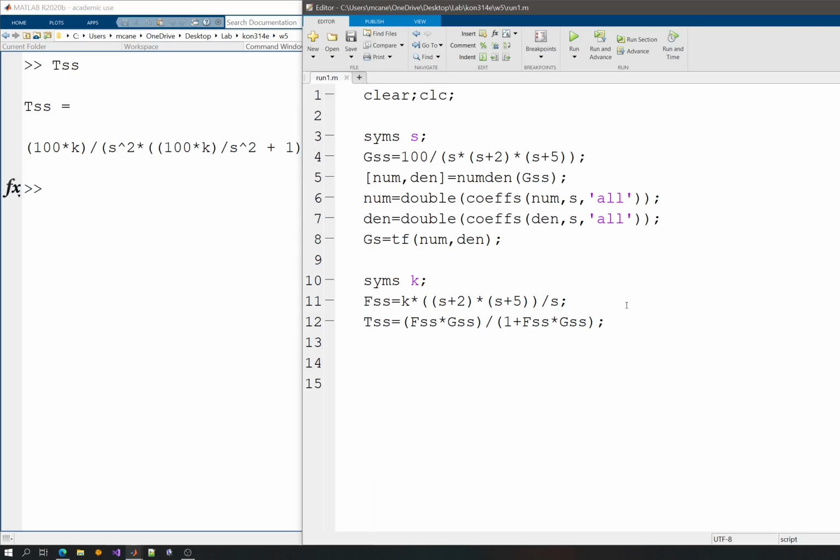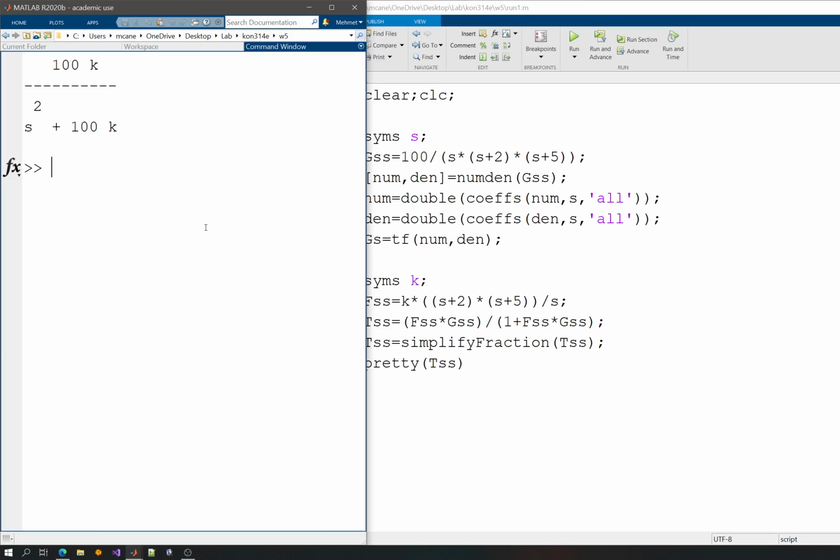Sorry. Now, let's go ahead and simplify TSS with simplify fraction, and let's use pretty print to print our TSS here. Let's run that, and you can see that it's 100k divided by s squared plus 100k. Now what's the problem?